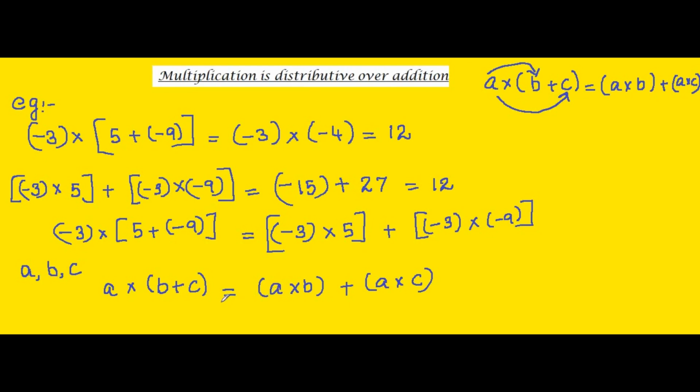In the same way, you can see that multiplication is distributive over subtraction. That we can write like a times b minus c equal to a times b minus a times c. Please do it as a homework. Just take any 3 integers and try in this way whether this one is correct or not. Please check it.